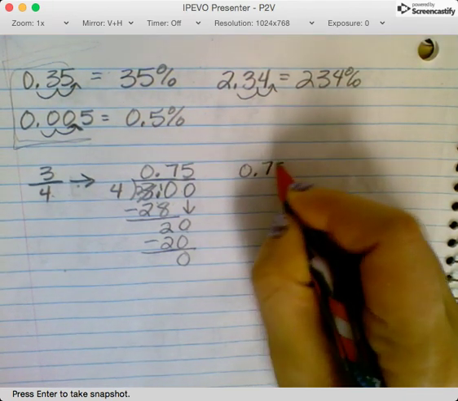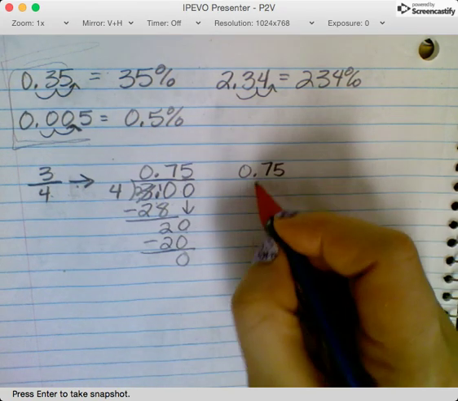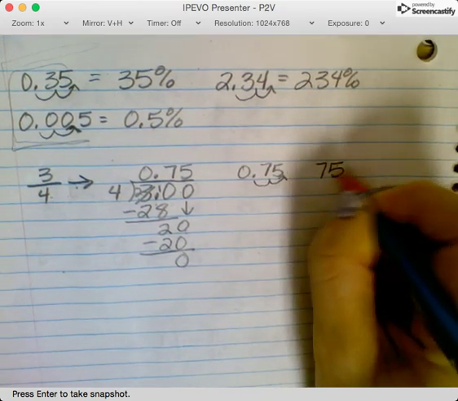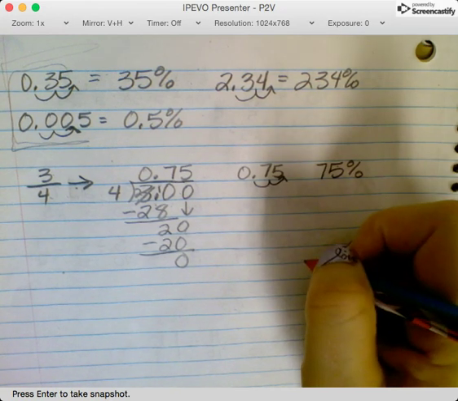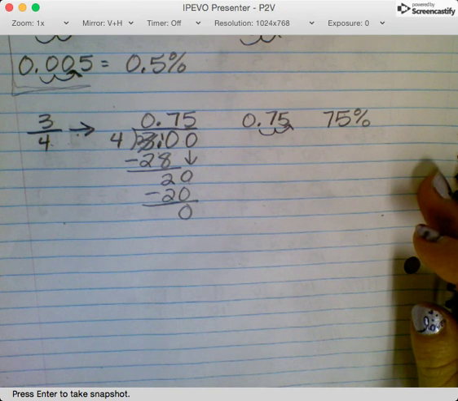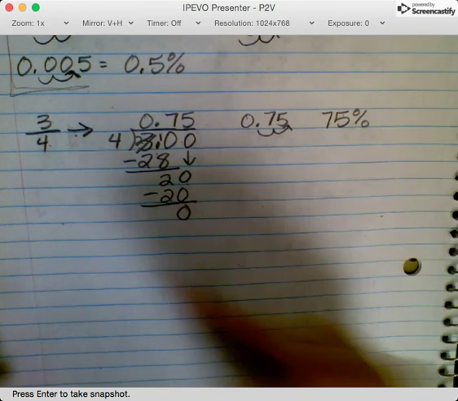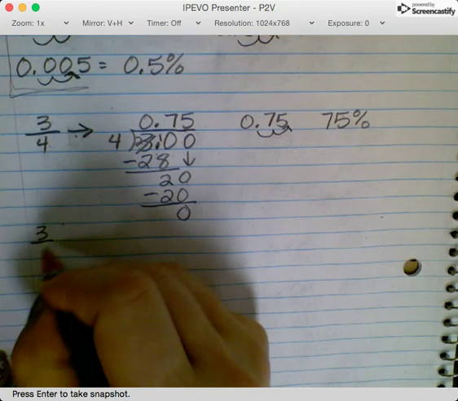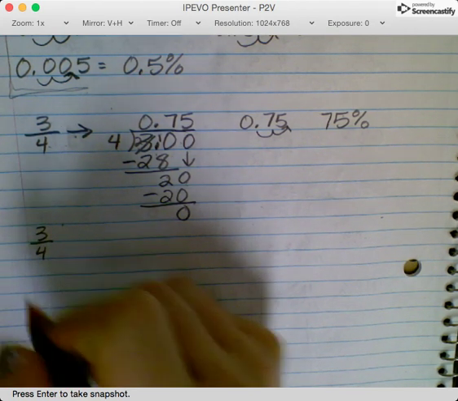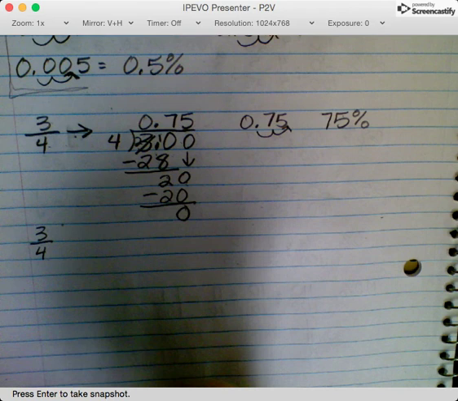And the next step is as simple as what we did above. You just move the decimal to the right twice. That makes this 75%. Now I'm going to show you a different way to do that same problem, converting the fraction to a percent using an equivalent ratio.